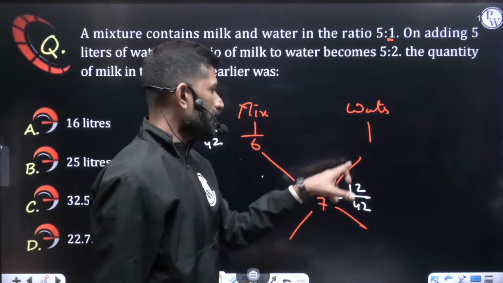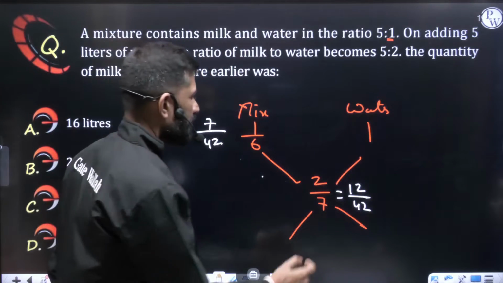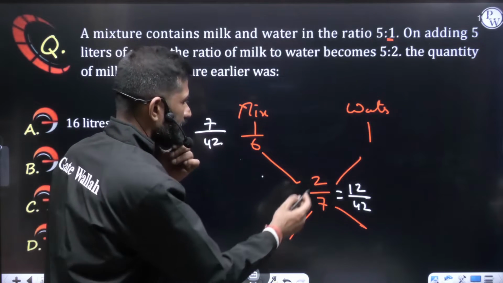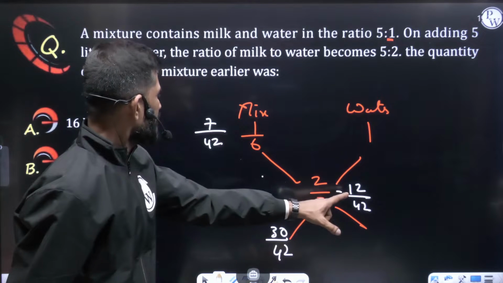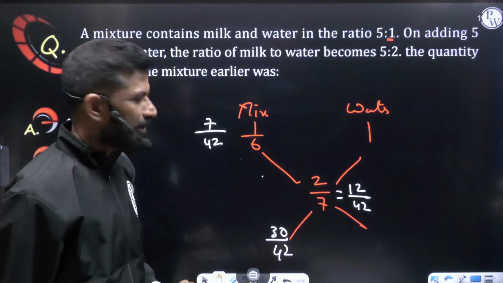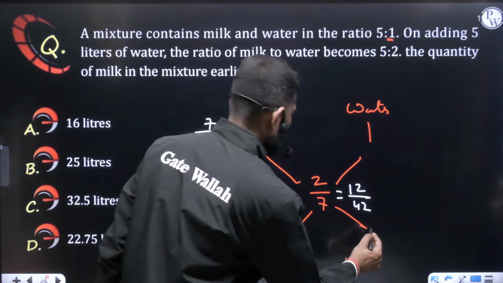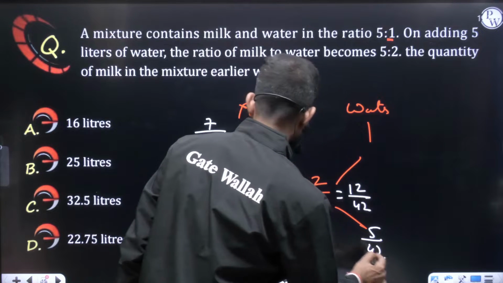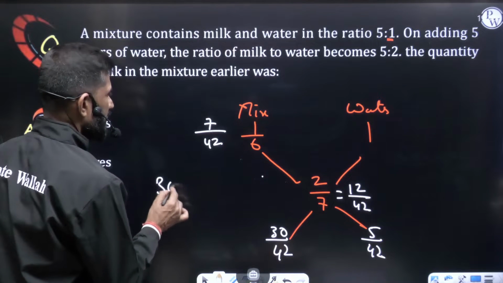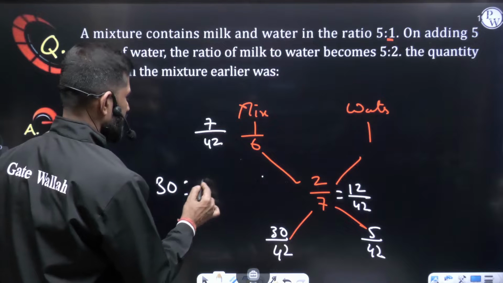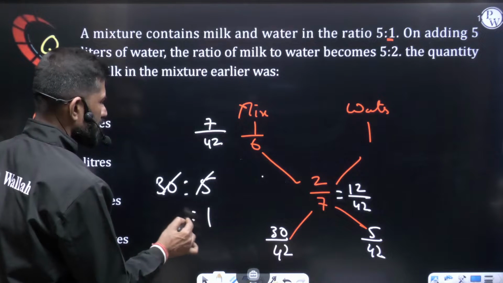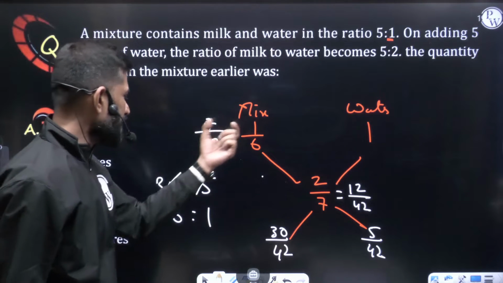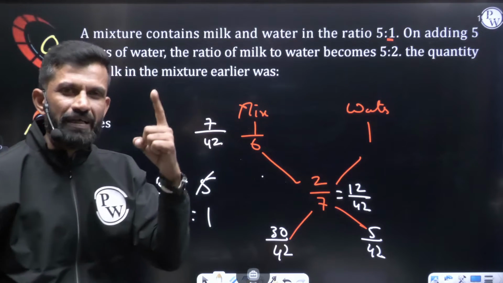So 42/42 minus 12/42, it will become 42 minus 12, it is exactly 30/42. And 12/42 minus 7/42, how much will it come? It will come 5/42. So it should be mixed in the ratio of mixture to water 30:5, which you can further cancel, 5 ones are 5, 5 sixes are 30. So if the mixture is 6 liters, water added should be 1 liter.